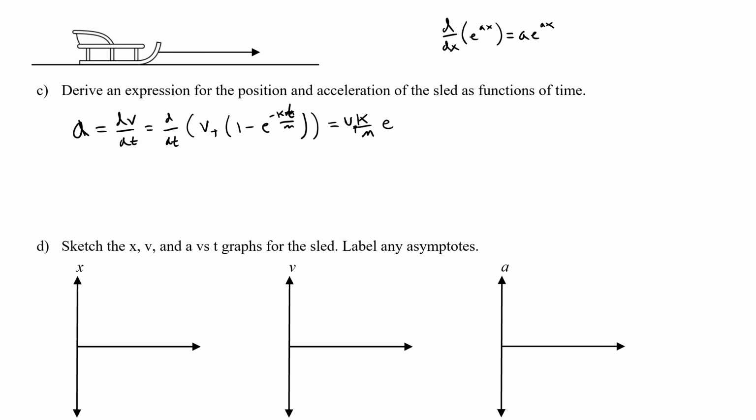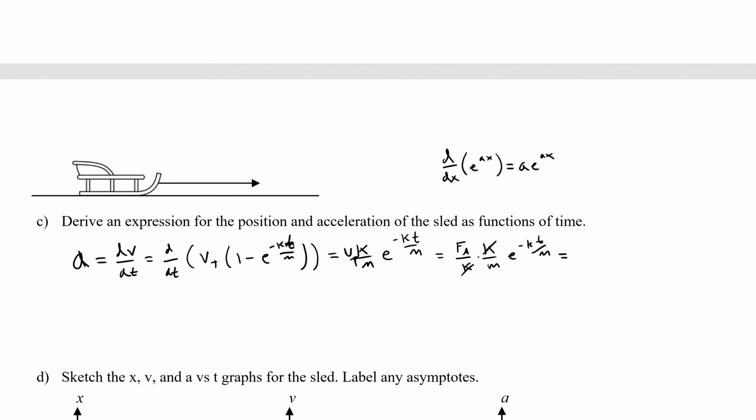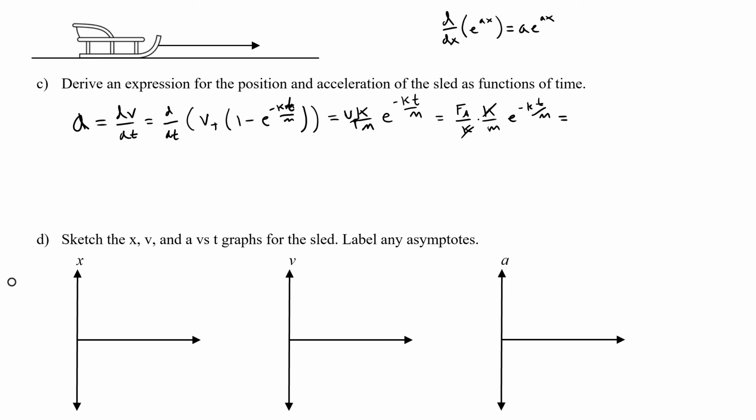And then e to the negative kt over m stays the same. But remember that the terminal velocity, which I've written terribly here, is Fa over k. So I'm going to have Fa over k times k over m. Those k's cancel. And what I'm left with is that the acceleration equation is equal to the applied force divided by mass, which makes sense because force divided by mass will give me an acceleration, times e to the negative kt over m.